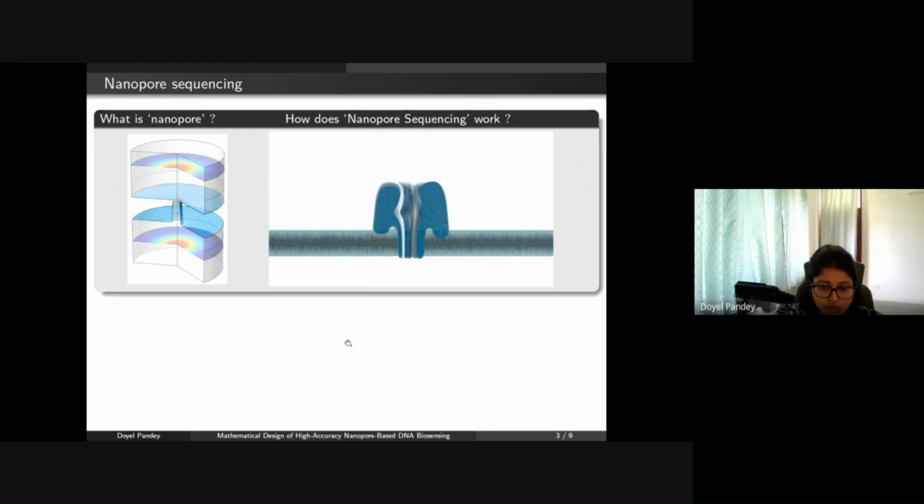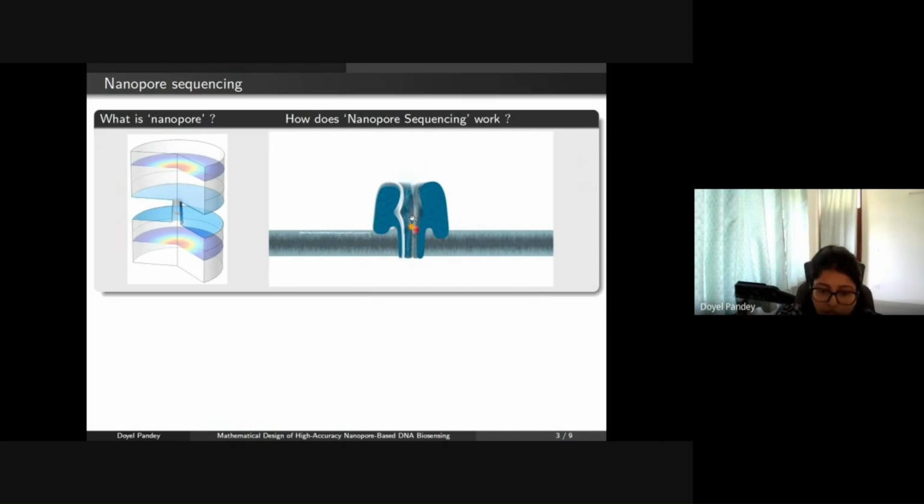So we'll start with what is a nanopore. A nanopore is a tiny pore drilled at the center of an impermeable membrane which separates two reservoirs, as you can see here. And when an electrical voltage is applied across the pore, ions flow through it, which produces an electric current. Now imagine a DNA molecule moving through this nanopore.